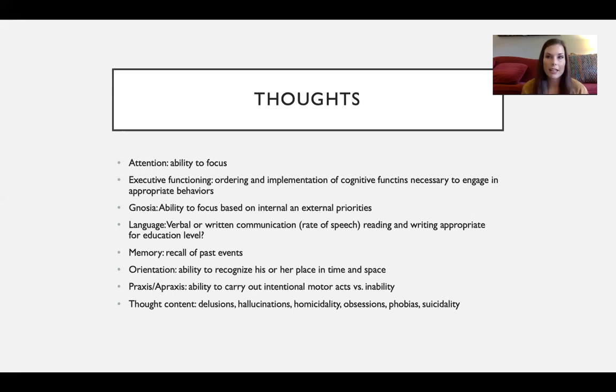What's their memory like? Can they recall past events, or are they struggling with that? And then their orientation, so the ability to recognize his or herself in time and space. So these are the questions like, who's the president right now, and where are you, and what's the date, those kinds of things.